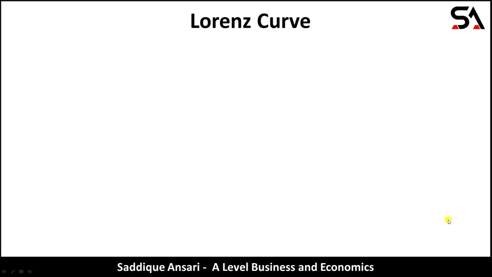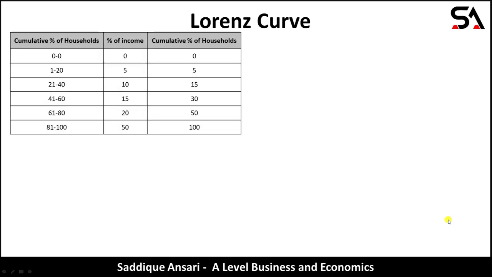In order to make Lorenz Curve, we need some data, and let's consider this table. In the first column, we have cumulative percentage of households. The first class here is called the empty class, and the empty class is added just to start the Lorenz Curve from the origin. This is the first 20% of the population. This is the next 20% of the households. Again, the next 20%, next 20%, and next 20%. So the whole population is divided into 5 categories. Each category or each class is of 20%.